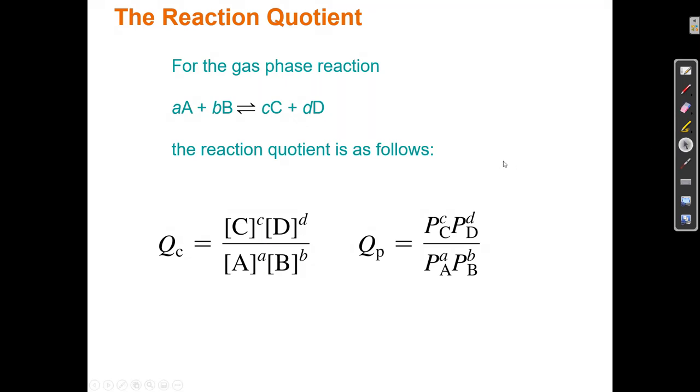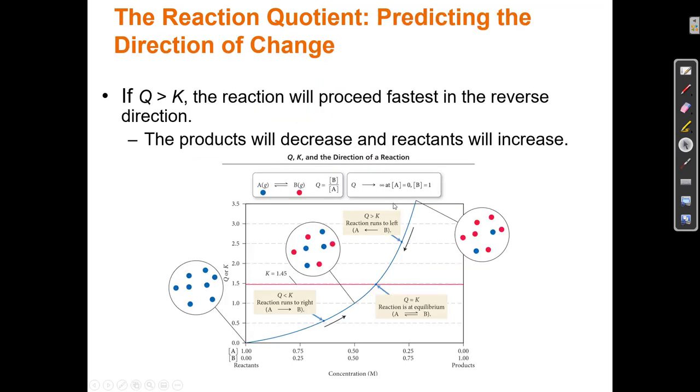So if I plug in the numbers for Q and compare them to K, then I can see where I'm at in the equilibrium. If I plug in the numbers and calculate Q as 50, and then I look at the equilibrium constant and it is 50, then Q and K are the same thing. They're both 50. That means the reaction is already at equilibrium. Those numbers that I put in for Q that I thought were initial concentrations are actually equilibrium concentrations, because Q equals K, they're the same number.